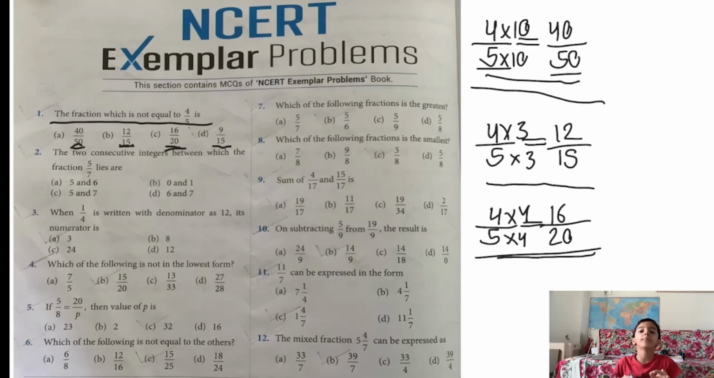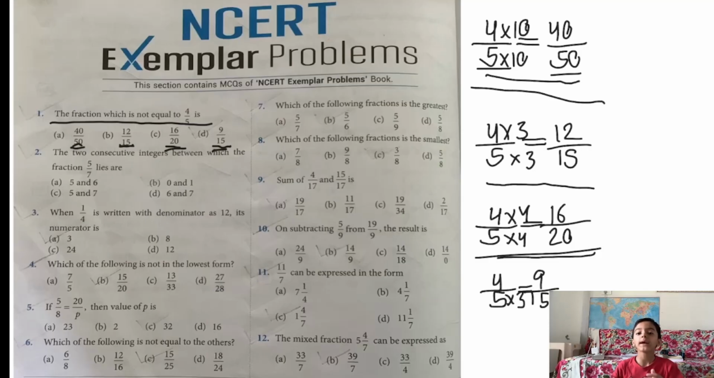Now let's jump on to the last option, which is 9 by 15. So here we are saying that 4 by 5 is equal to 9 by 15. So here we are multiplying the denominator by 3 to get 15. So 5 multiplied by 3 is equal to 15.